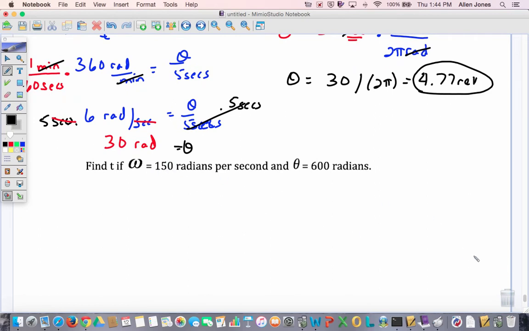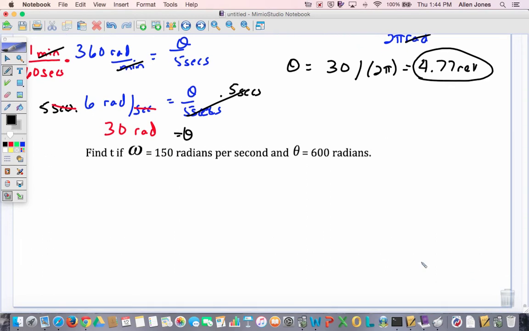I'll go a second time here. Find t if omega is 150 radians per second and theta is 600 radians. Notice the variables presented again. Omega equals theta over t. We have 150 radians per second here, we have 600 radians here, and we're trying to find our time.